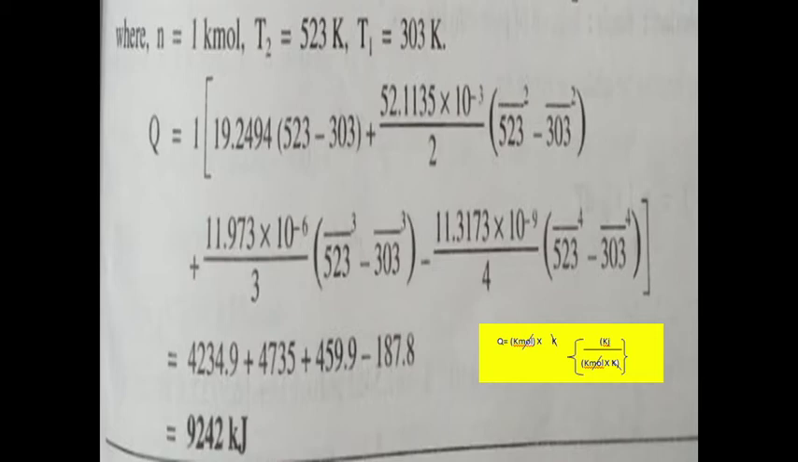So what about the Cp unit? Kilojoule per kilomole Kelvin. Are you clear or not? Okay, N Cp into delta T. So here Kelvins are cancelled, kilomoles are cancelled. Finally we get kilojoule, 9242 kilojoule. Are you clear or not?